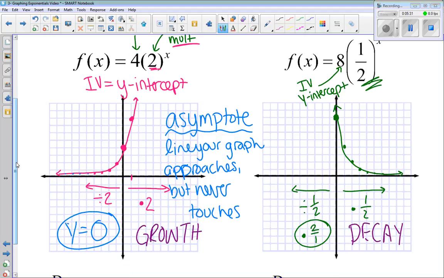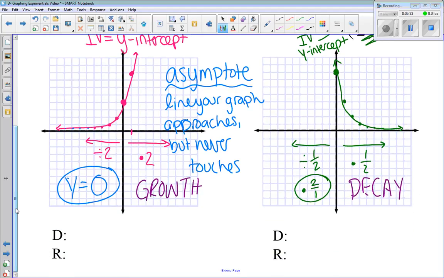All right, before we move on, let's just take a second to look at the domain and ranges of these graphs. The domain is all the way to the left to all the way to the right, so we see our graph continues to the left forever, and it continues to the right forever. So here we just have an all real numbers domain.